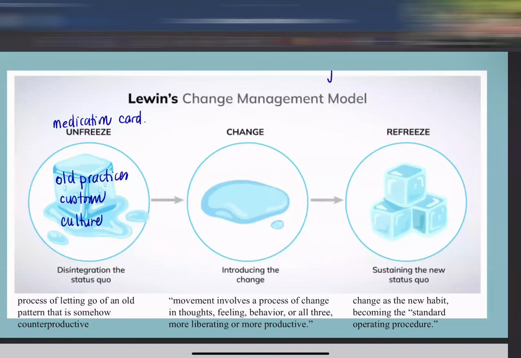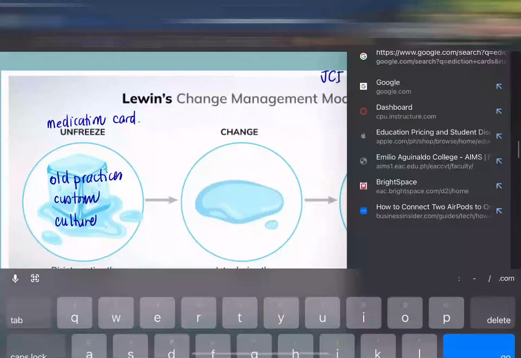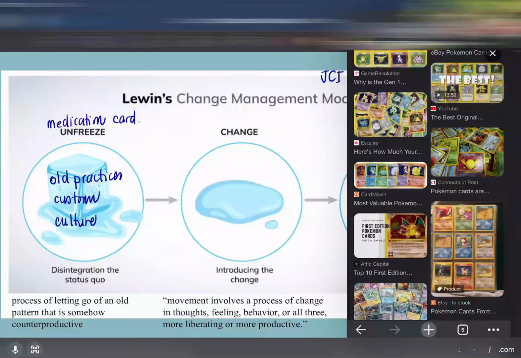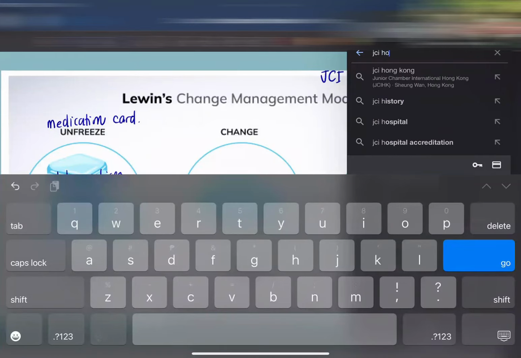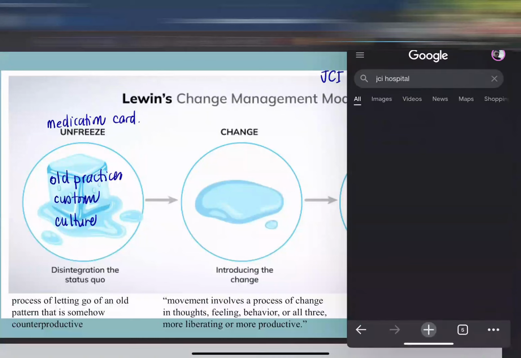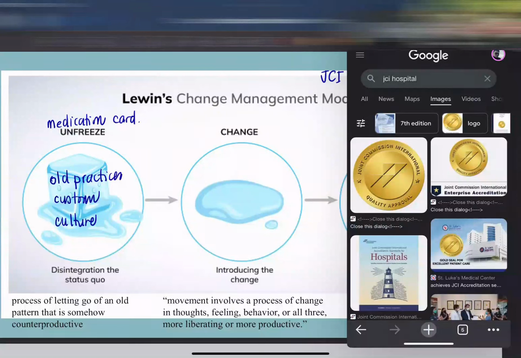Pag sinabi ko guys na JCI standards, that is the Joint Commission International, previously known as the Joint Commission for Accreditation of Healthcare Organizations. Okay, so that's your JCI. In short, sila po yung council which accredits hospitals to make them of high quality standard. Kita niyo yan, class, yan yung seal nila. So if you enter a hospital which is JCI standard, rest assured that the quality of care that you can receive is top of the line.